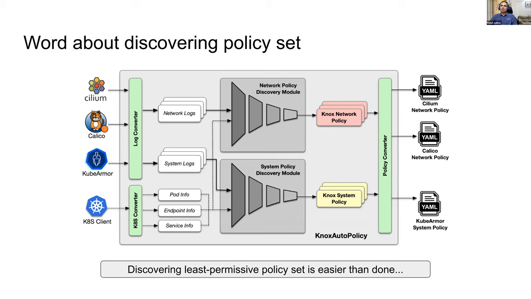What we are trying to do here is take all the feeds that are available from Cilium, Calico, CNIs, KubeArmor, and match them with the metadata from the Kubernetes client, and we are building a generic policy output. This generic policy output can be converted into KubeArmor system policy. It could as well be converted into Falco policy. It can be converted into Calico network policy or Cilium network policy, depending upon what the policy type is. So the aim is discovering the least permissive policy set, which is much easier said than done. It's extremely difficult to get it right.